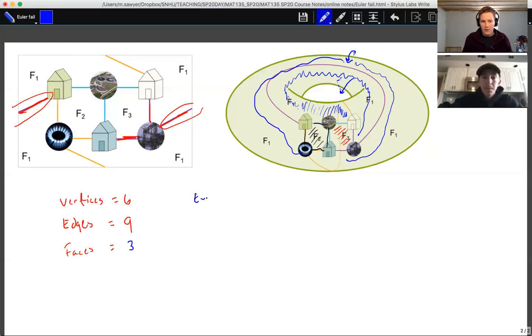So Euler's formula says, well, we take our vertices minus our edges plus our faces. So 6 minus 9 plus 3, we get 0. So in this case, Euler's characteristic formula gives us 0. And it turns out that Euler's characteristic formula can give us a categorization of different graphs, planar or non-planar.